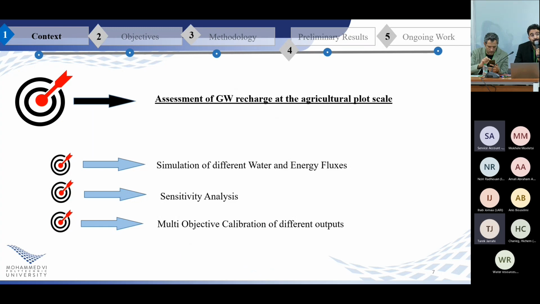Okay, so my main objective of this first work is trying to assess the groundwater recharge at the agricultural plot scale. So I tried to divide this into specific tasks, starting with the simulation of different water and energy fluxes, moving to the sensitivity analysis, and finally ending with the calibration and validation of the different outputs.